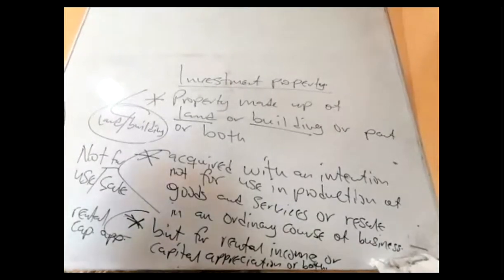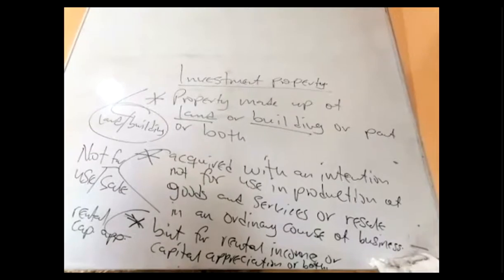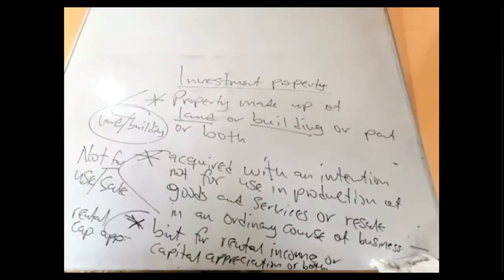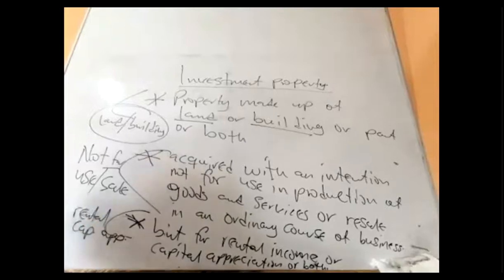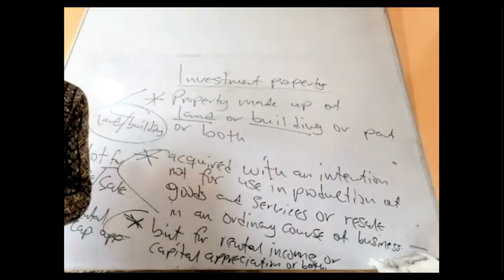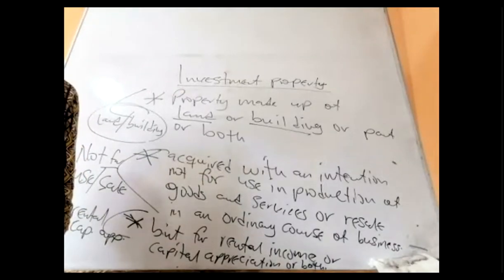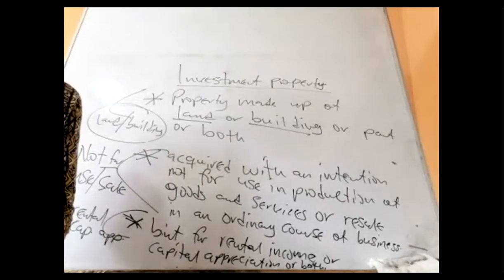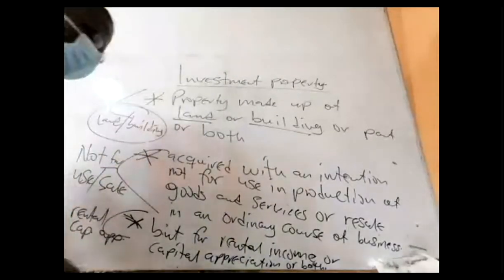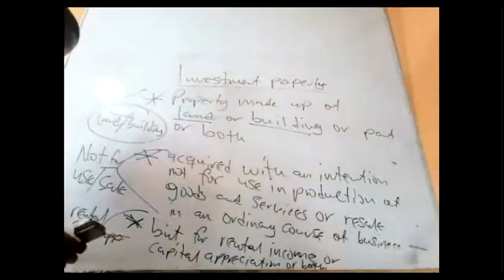However, any land demarcated for rent or for long-term capital appreciation becomes what? Investment property. So those that are ready for sale, they are not investment property. But anyone that qualified must have all these features. Good. Then that is it. Great. Let's look at some examples of investment properties.